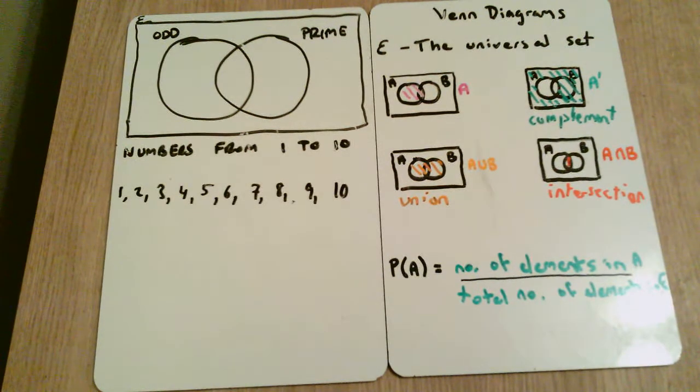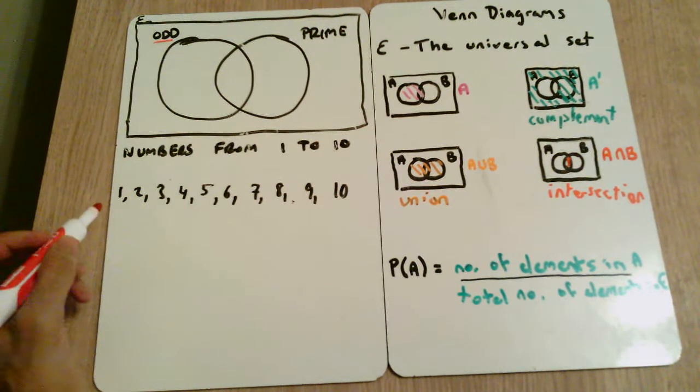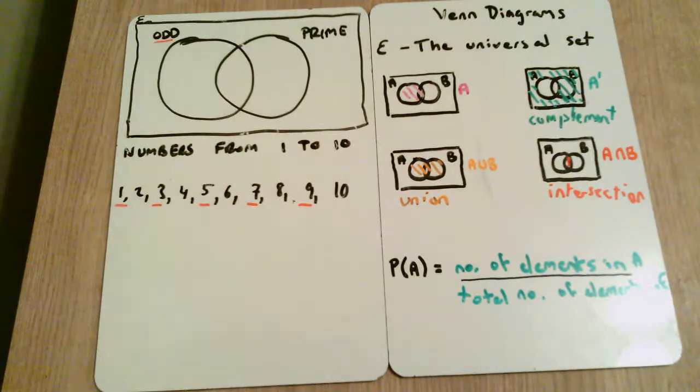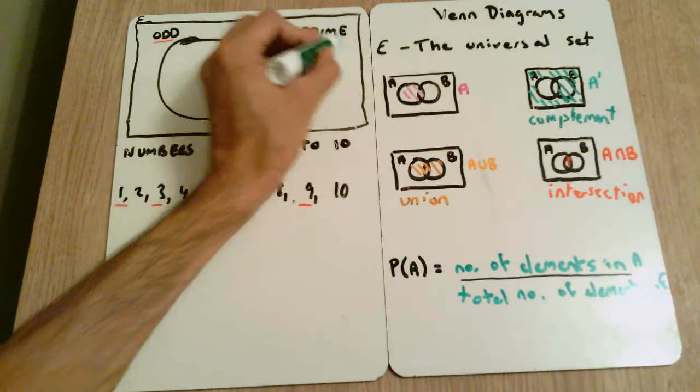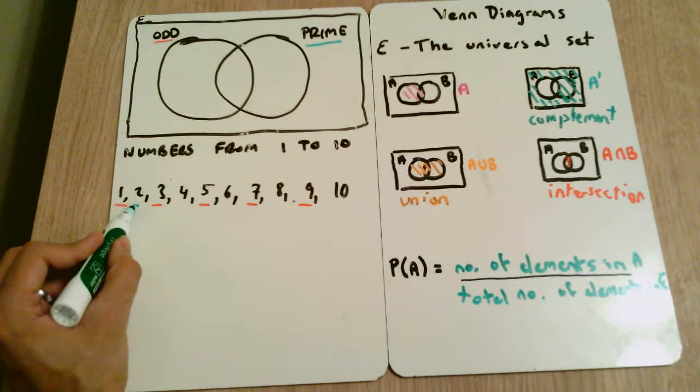And we've got two categories. We've got odd and prime. So for odd numbers, I'm just going to underline in red. So 1, 3, 5, 7, 9. We're then going to look at the prime numbers. Now, the first prime number is actually 2. It's not 1. 2 is the first prime number because that has two factors, 2 and 1.